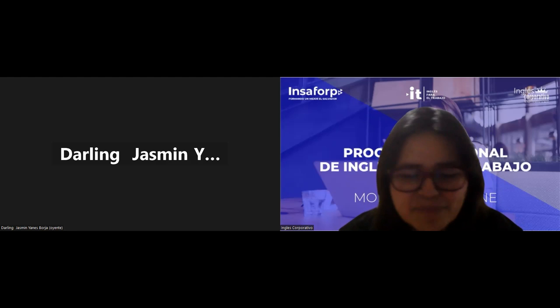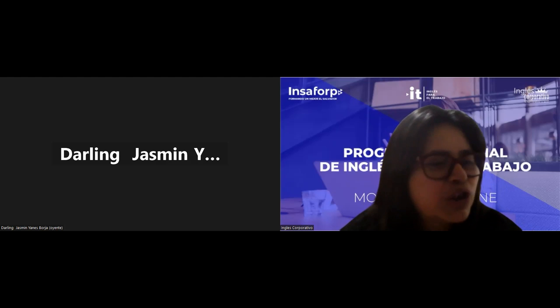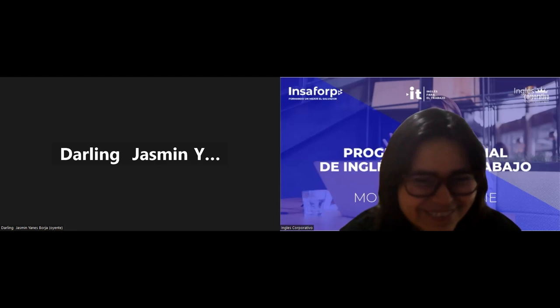Y de ahí la niña va a seguir adelante a ponerse las pilas. No es fácil, yo sé, pero tampoco es imposible, ¿verdad? Así que sí, sí podemos.